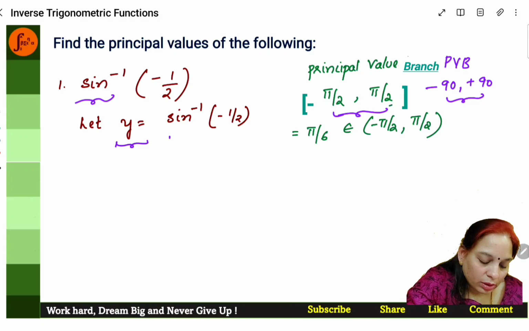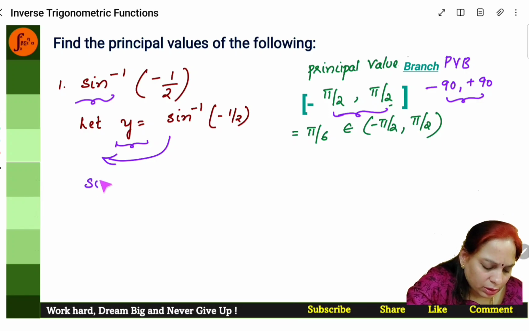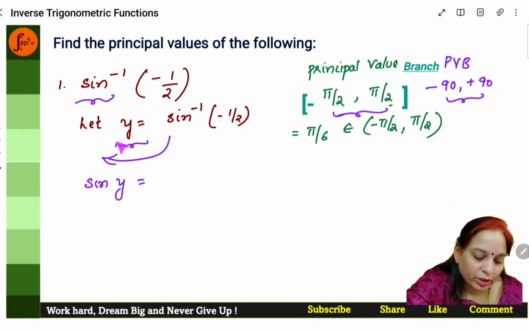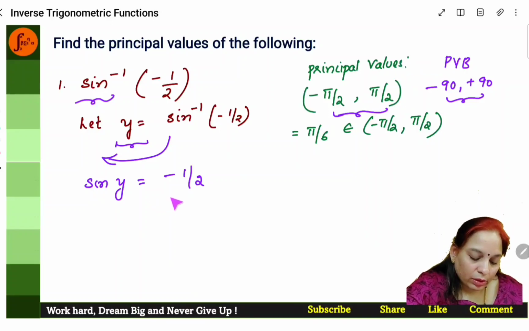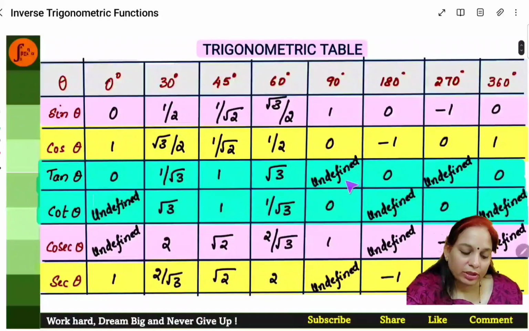Now we can shift sine this side. When I shift sine this side, it becomes sine y, and you'll be left with minus half. Now, you'll have to go to the trigonometric chart and see where half falls under.